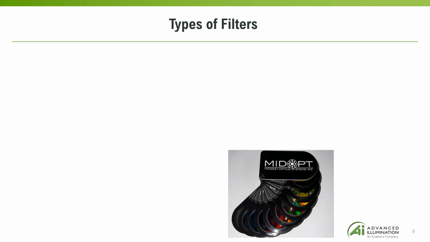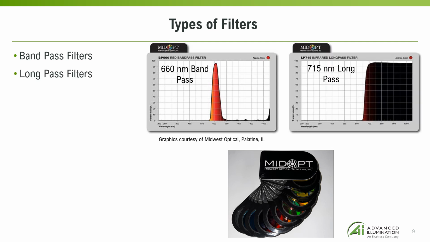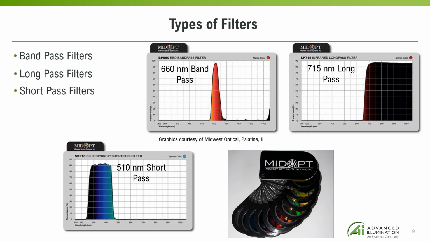A wide variety of filter types allows for tailored solutions based on the specific needs of the application. This adaptability makes machine vision versatile and applicable to diverse scenarios. Bandpass filters transmit a specific range of wavelengths, ideal for highlighting features based on color. Long pass filters pass wavelengths longer than a cutoff point, useful for removing unwanted reflections. Short pass filters pass wavelengths shorter than a cutoff point, often used to block infrared light.